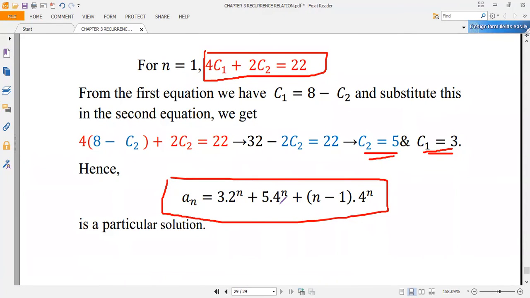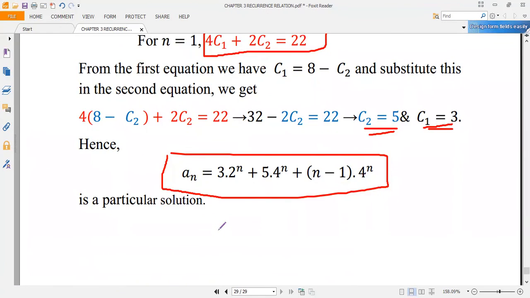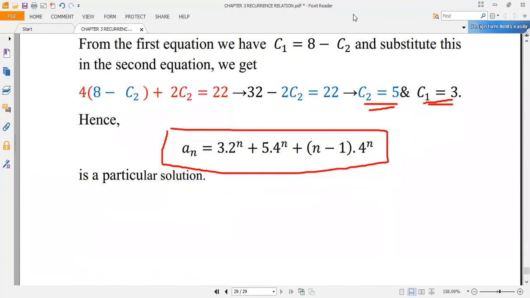Hence, the solution to the given non-homogeneous recurrence relation is an equals 3 times 2^n plus 5 times 4^n plus n(n minus 1) times 4^n. So this is all for today.